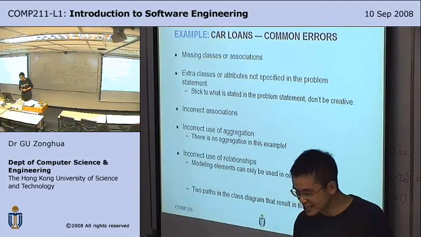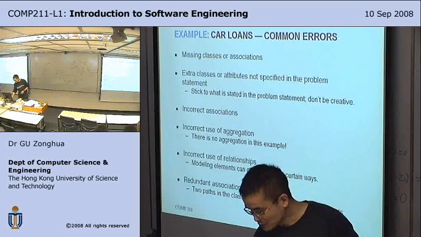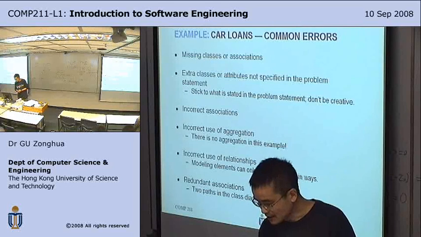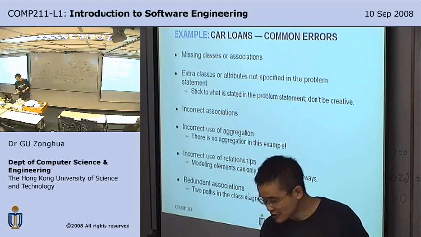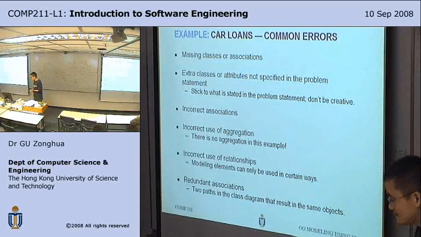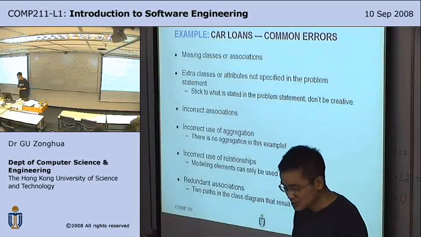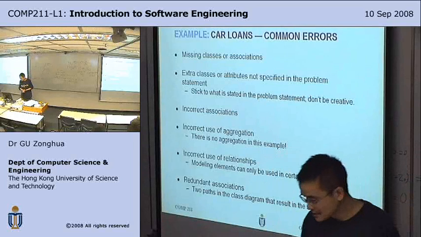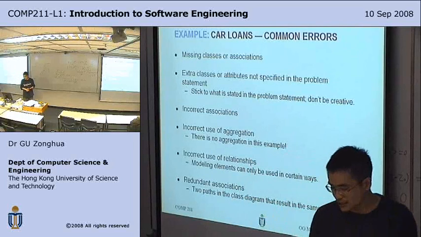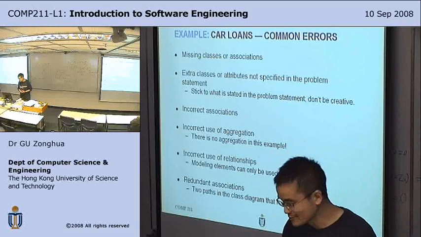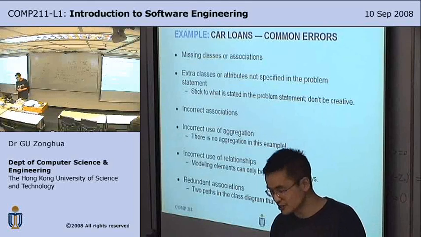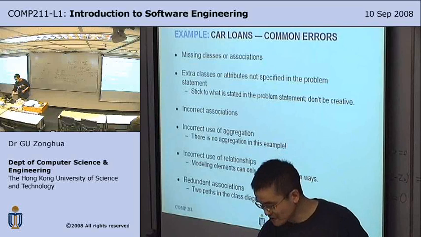Incorrect use of relationships and redundant associations. For association between any two classes, you should have only one association with the same name. If you have multiple associations, they should be different associations with different names.